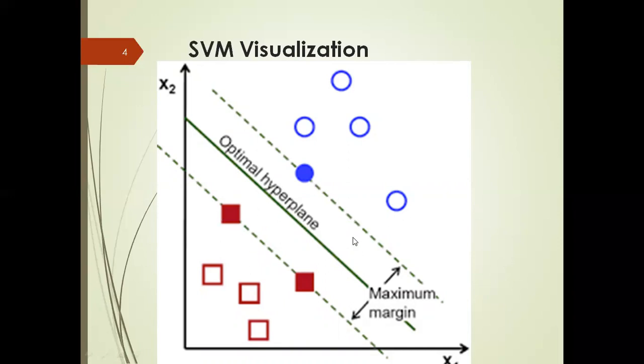The dotted lines are called gutters on the sides of the two classes. So the blue ones are considered as one class and these pink boxes are considered as another class. How many classes are there? There are mainly two classes, and this line is called the optimal hyperplane, and here two dotted lines are there. These are called gutters. The gap between the gutters is the maximum or widest margin. So there is a gap between these two dotted lines, right? So this is what we call the maximum margin, or we can also call it the widest margin.